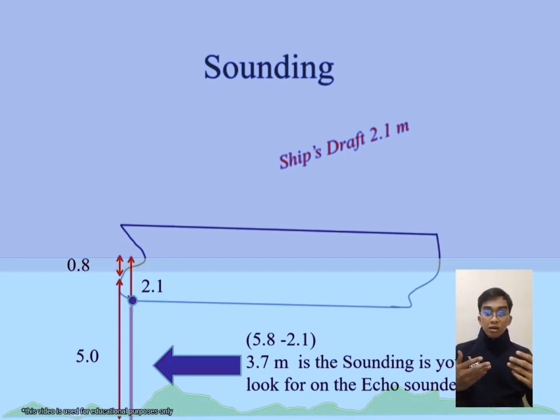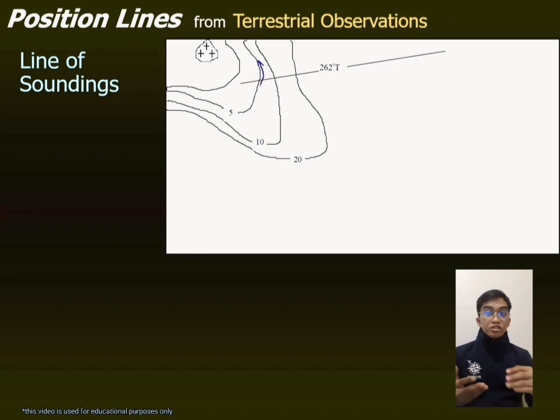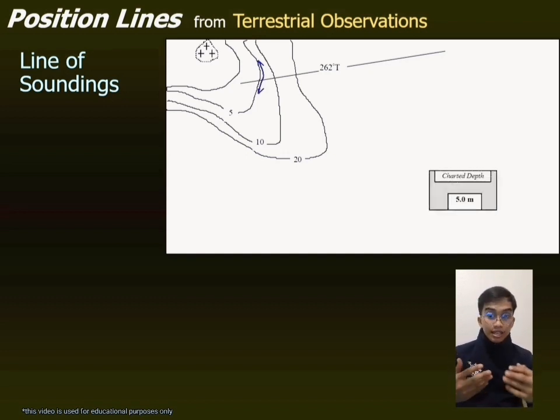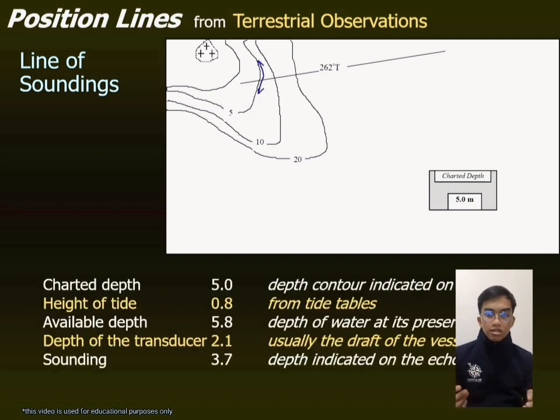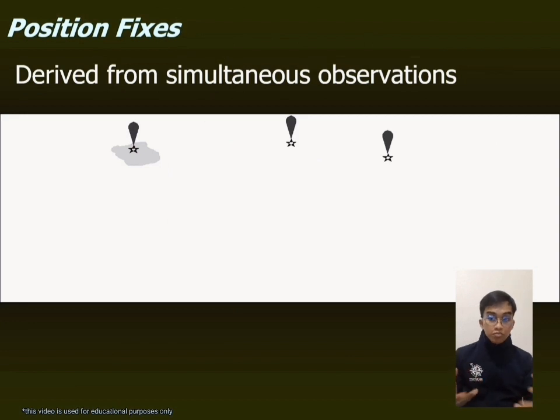So you consider the charted depth plus the height of the tide from the tide tables, which gives you the total depth of water, and then subtract the ship's draft from it, and you get the under keel clearance sounding that you will obtain from the echo sounder. As soon as you see that, you know you can get some kind of position line, which will provide you with some indication of where your ship is now. This method is used especially in those cases when the availability of other terrestrial objects is scarce.